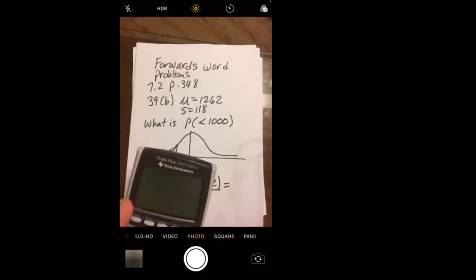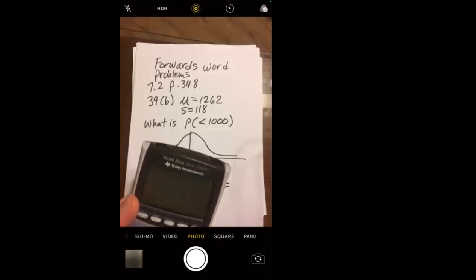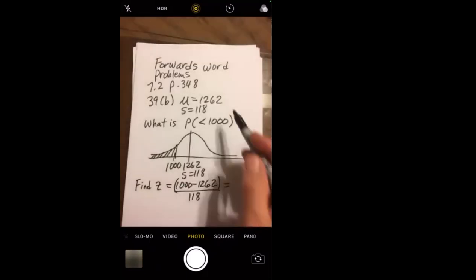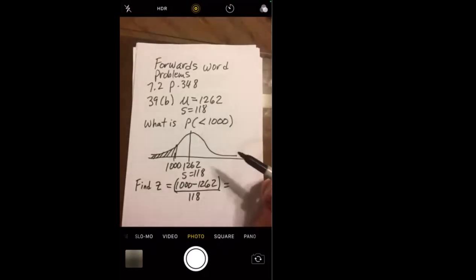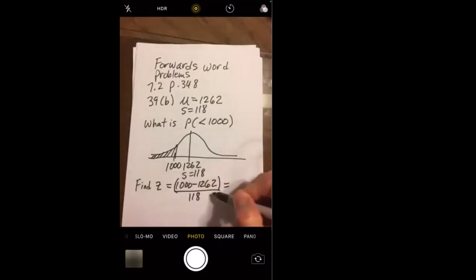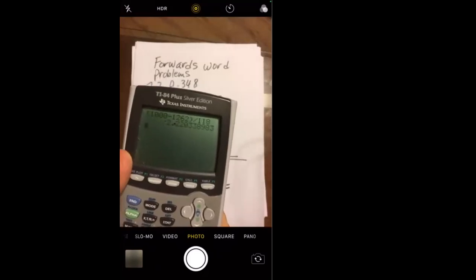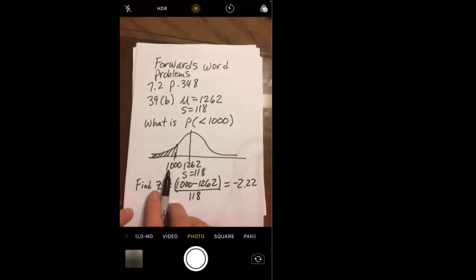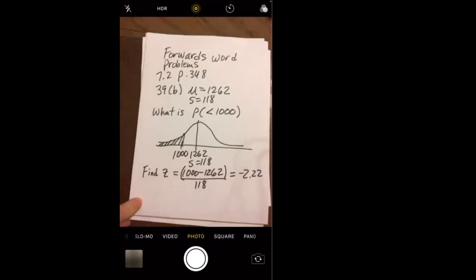Divided by 118. So if you can see that, I'm figuring the z-score here, problem 39B. That's the Chips Ahoy problem with a mean of 1,262, standard deviation of 118. And part B asks what's the probability that you got less than 1,000 chips in it. I've set up the z-score formula and punched it in. The z-score is negative 2.22. So 1,000 is 2.22 standard deviations below 1,262.